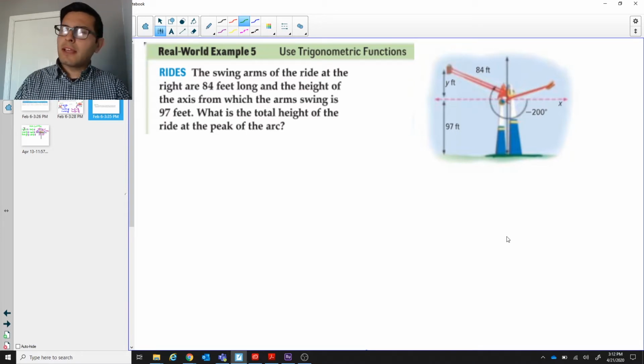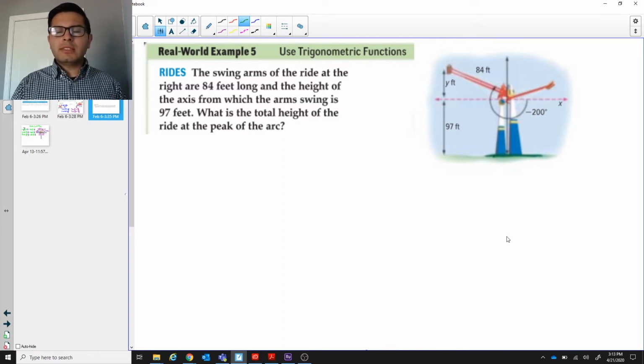Now, you might think, wait a second, if the arm is 84 feet and the place from which it swings is 97 feet, wouldn't I just add 97 plus 84? The problem with that is that the ride doesn't go all the way around. It's not a Ferris wheel, it's a swing. Now, if you've ever swung before, you don't go all the way around. You only go up to a certain place and then you swing down to the other side. So in the picture, it's showing the maximum height that it's going and the angle from which it initiates.